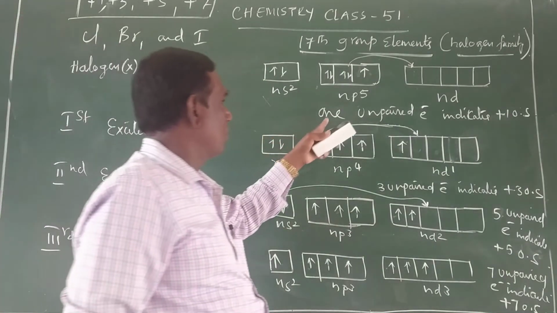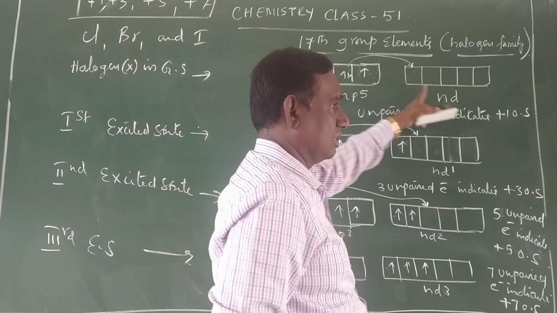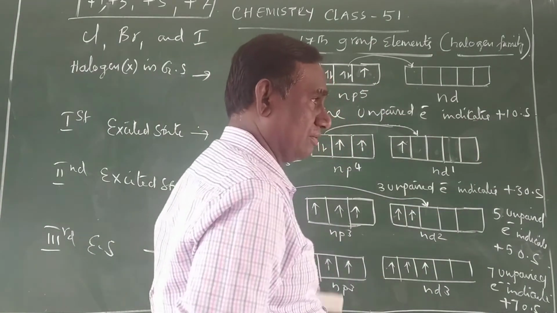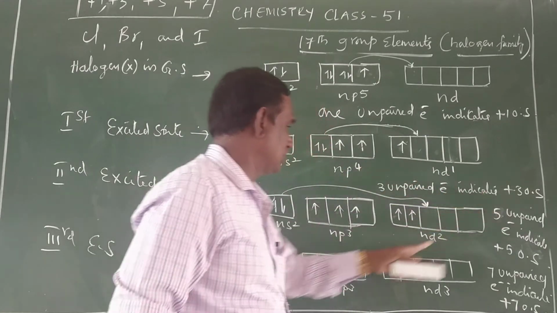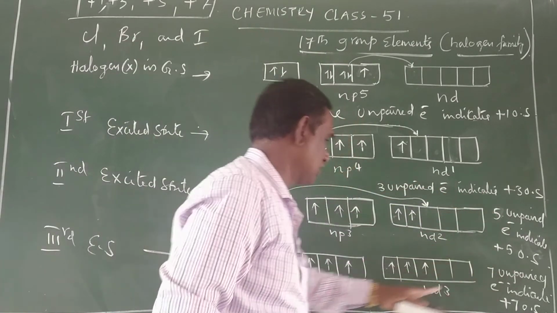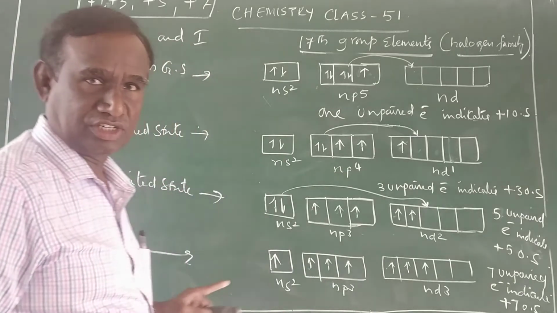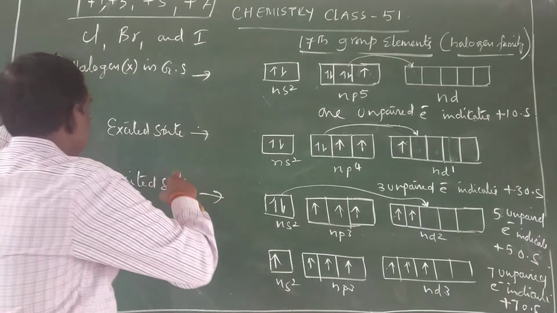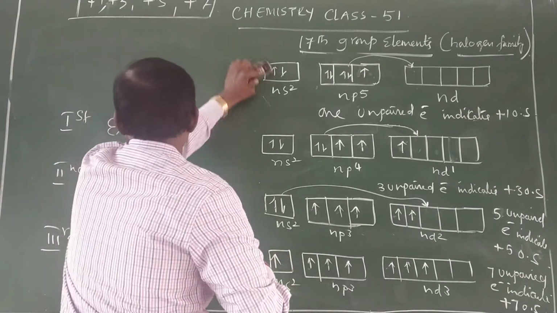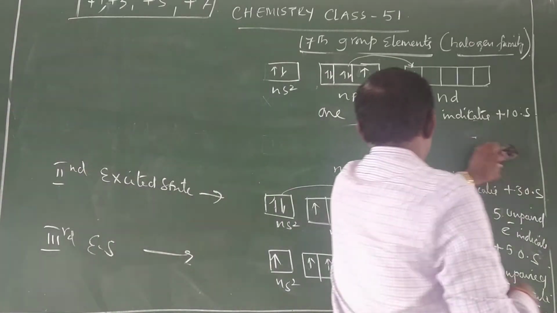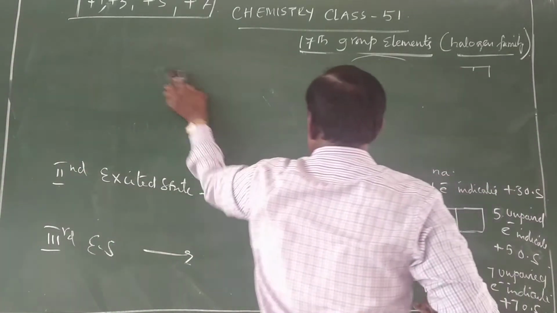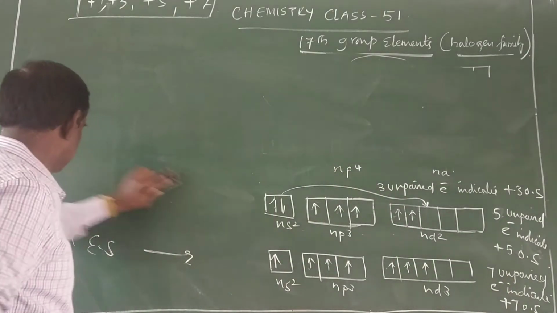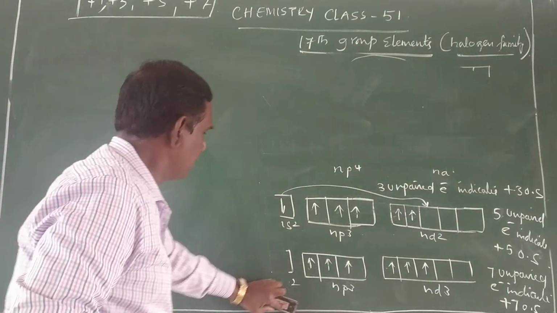Also, in the ground state it exhibits plus 1 oxidation state, then plus 3 oxidation state, plus 5 oxidation state, and plus 7 oxidation state. Okay, so these are the oxidation states of Cl, Br, I in the different excited states. So after that, what are the oxidation states of fluorine?